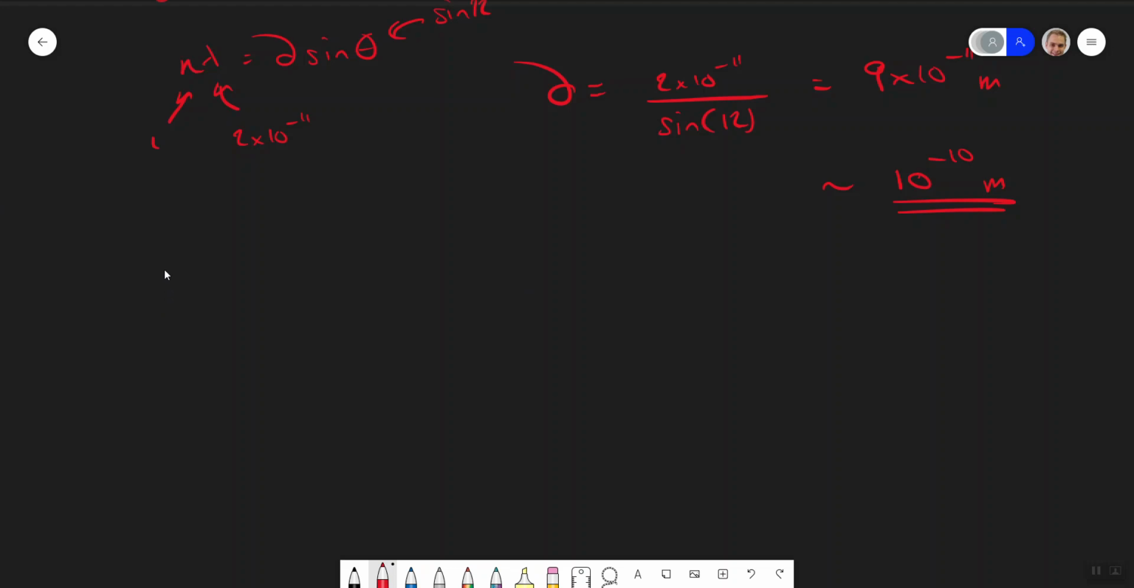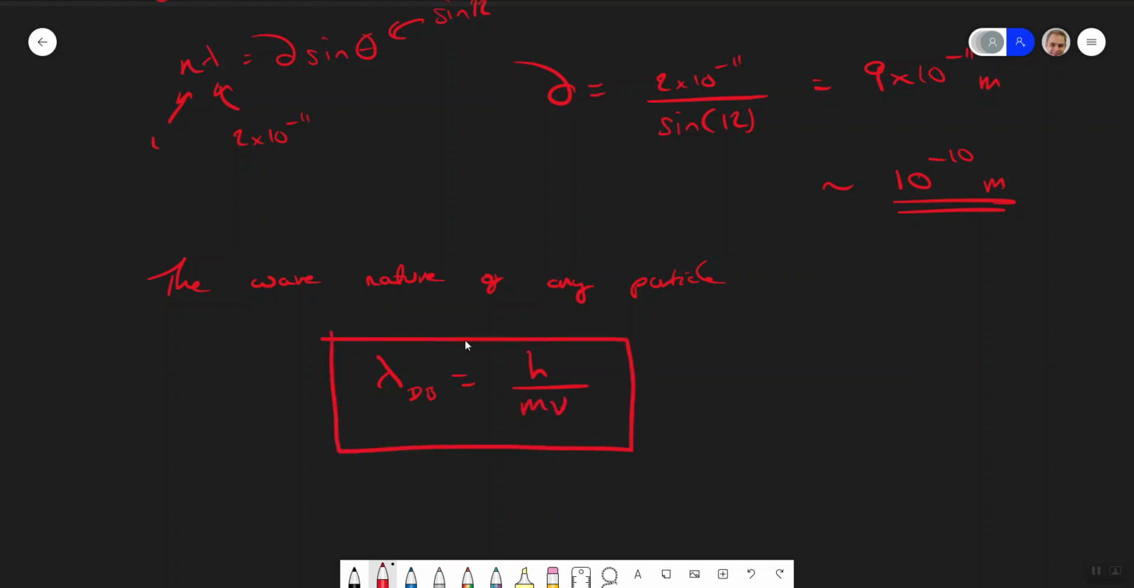So the wave nature of any particle is lambda = h over mv.